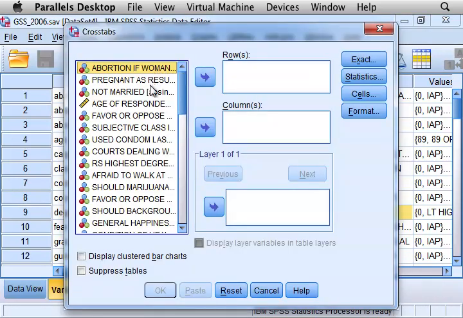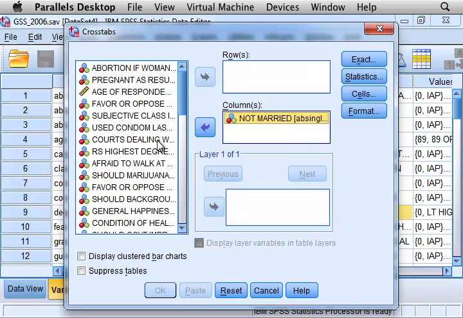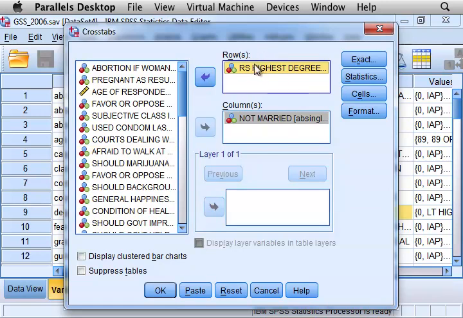So I would like the marital status in the column, and I would like the highest degree completed in the row, and that's simply because there's more categories for highest degree, so I want that going up and down.